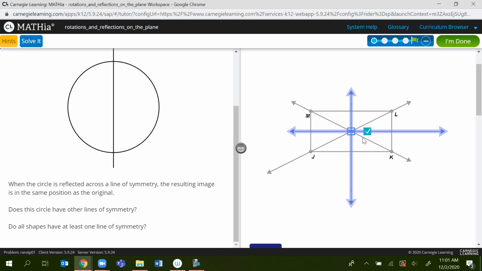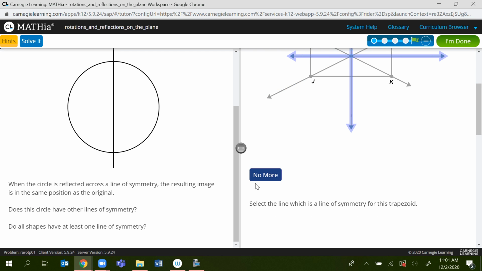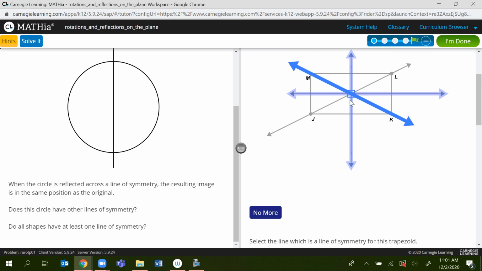But thinking about the way that a rectangle is, if I were to reflect or fold this in half where this line is down the diagonal, our corners J and L won't match up. They're going to be in different spots. So those diagonals here and also here are not going to be lines of symmetry because they don't match up exactly. So just the vertical line and the horizontal line through my rectangle are lines of symmetry.